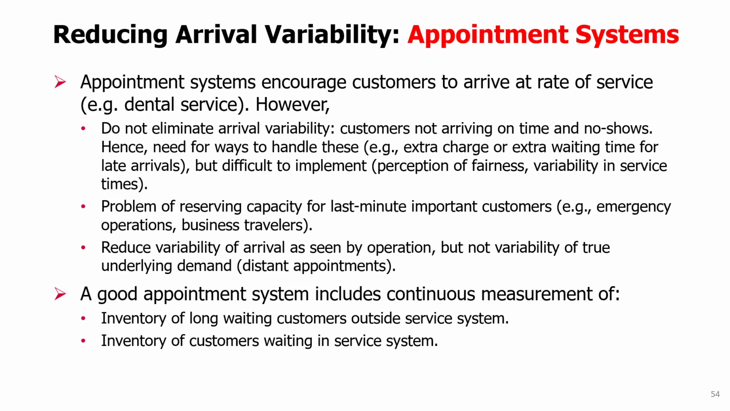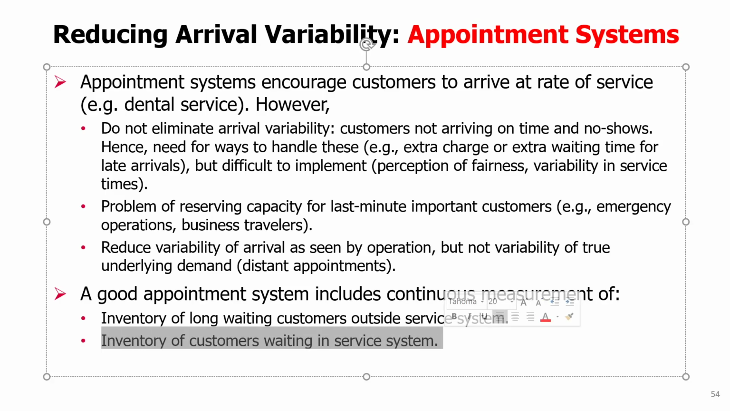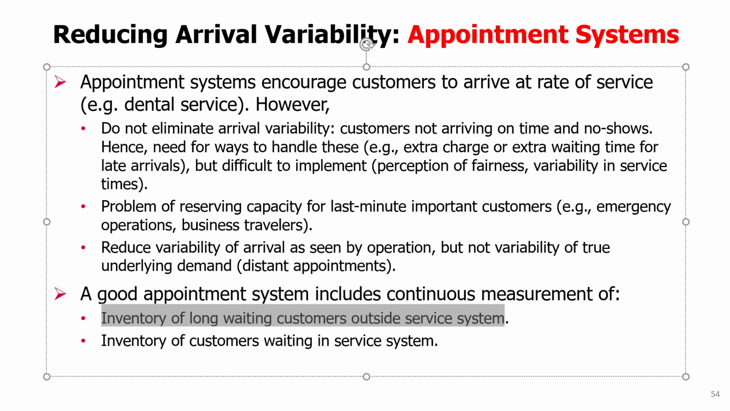So a good appointment system should not only observe the inventory of customers waiting in the service system itself, but it also should observe the waiting line of these long-waiting customers outside of the service system, those who call now for an appointment, right?